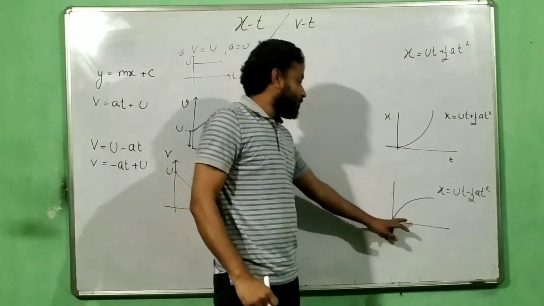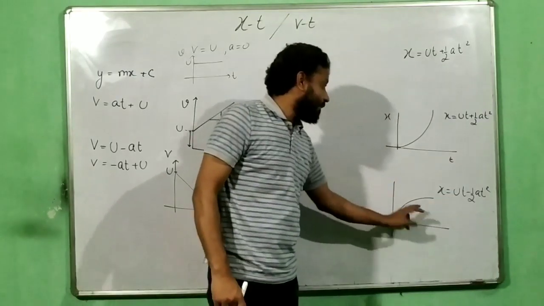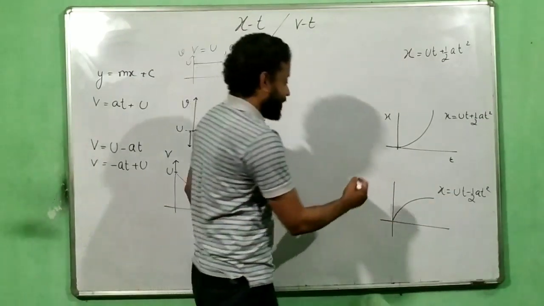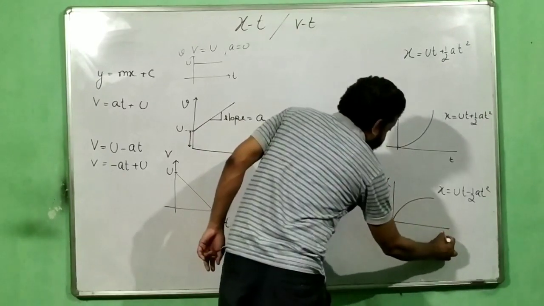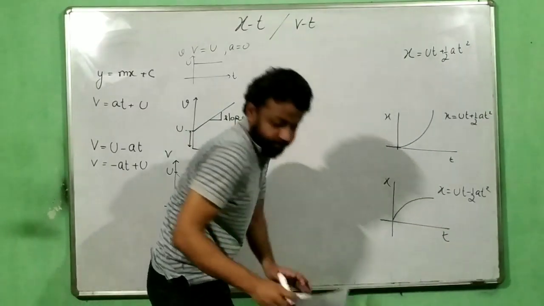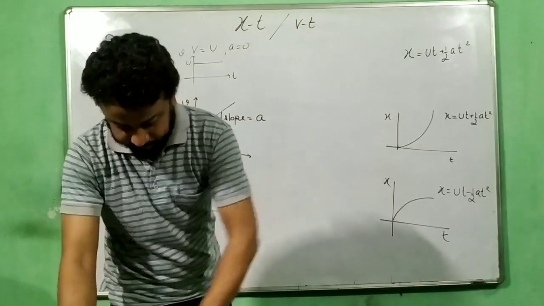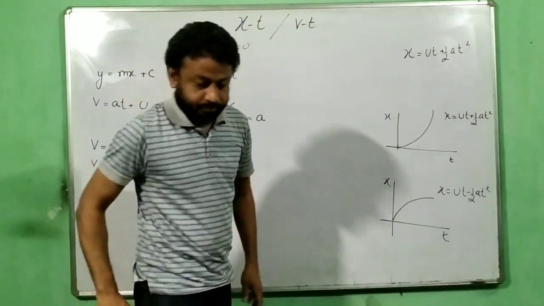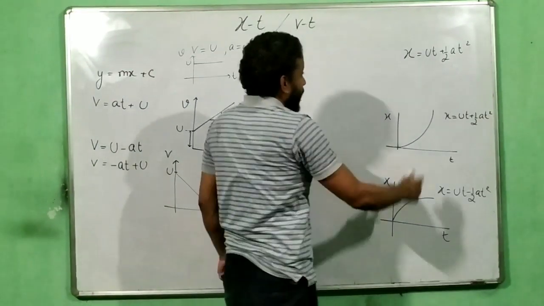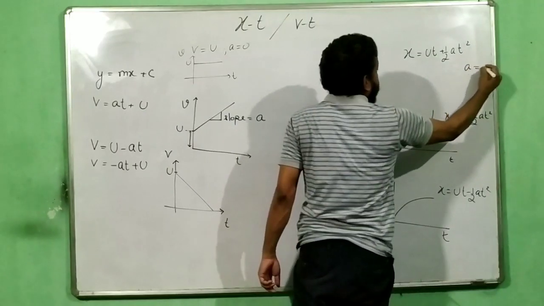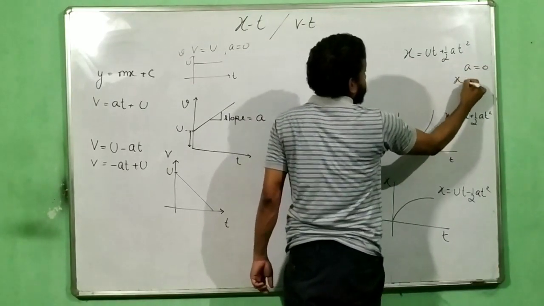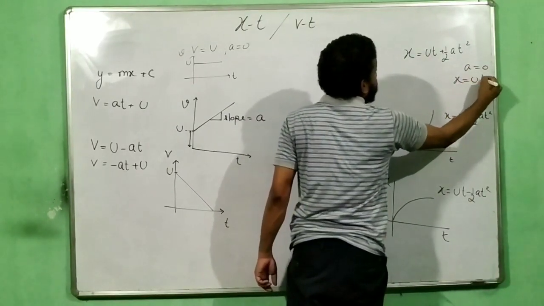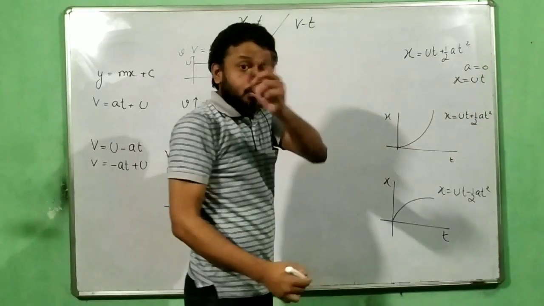In that case, the graph will be like this: x equal to ut minus half at square. This is my x and this is my t. What if your a equals to 0? If your a equals to 0, what is my x equation? My x equation will be equal to u times t. Now it will be a straight line.